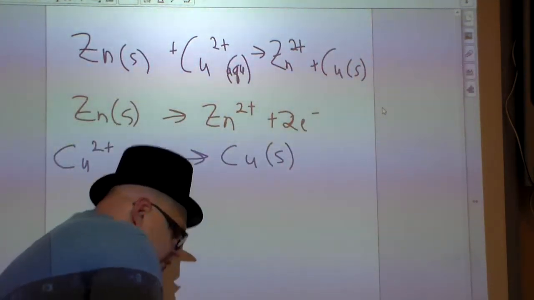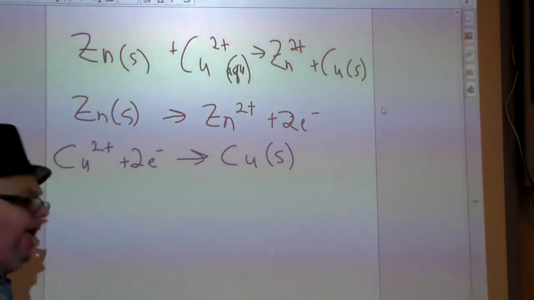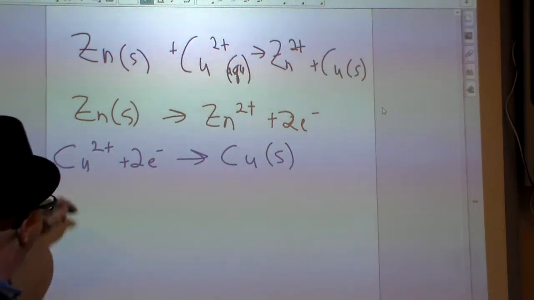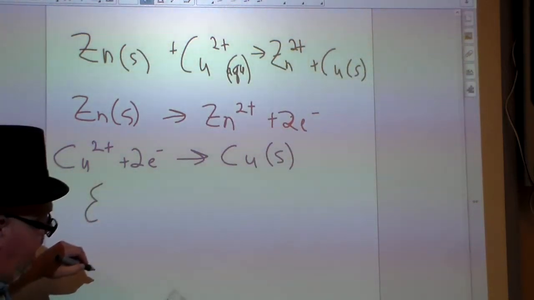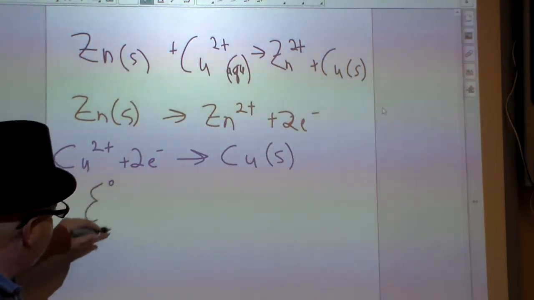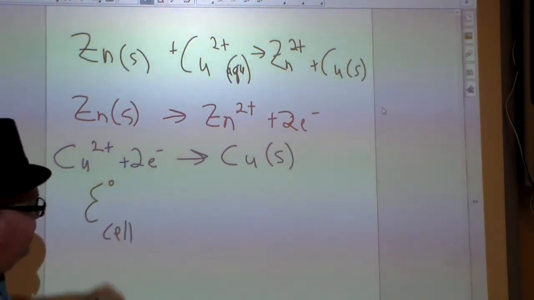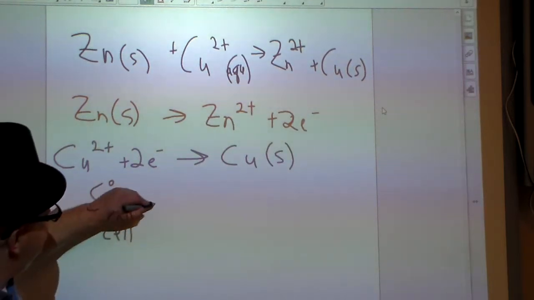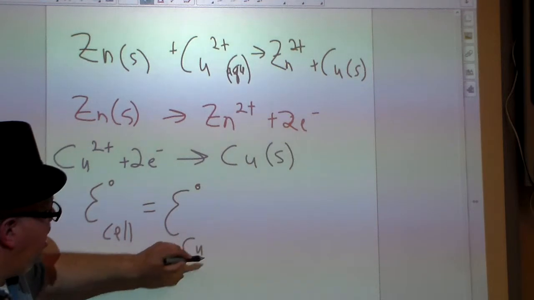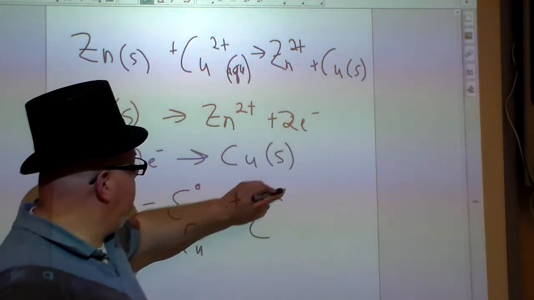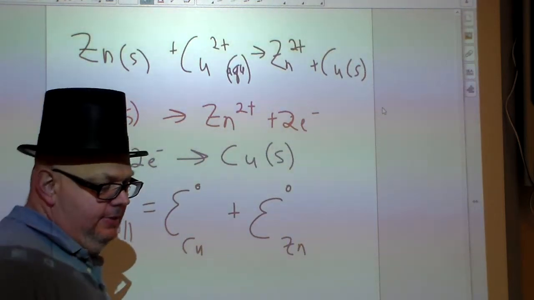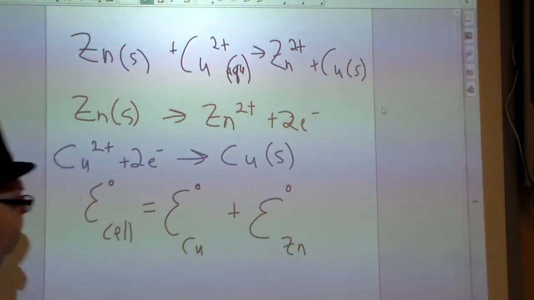Now, the next thing we need to understand is how to calculate the potential for a cell. If we look at it, the potential for the cell, which is represented by E with a little zero at the top, is equal to the potential of our copper and the potential of our zinc. That's basically it as far as what's going on.